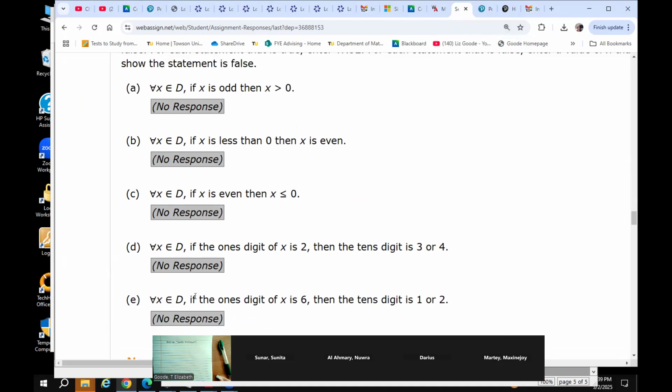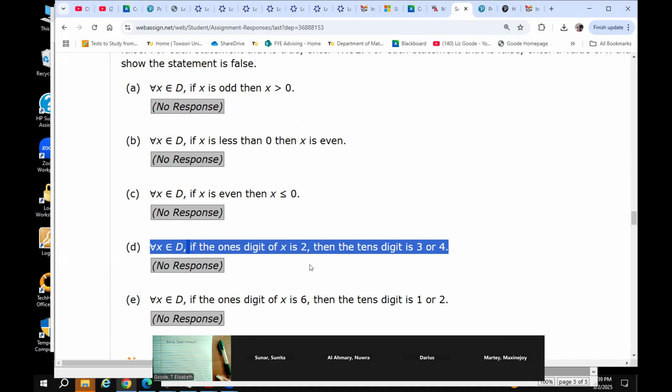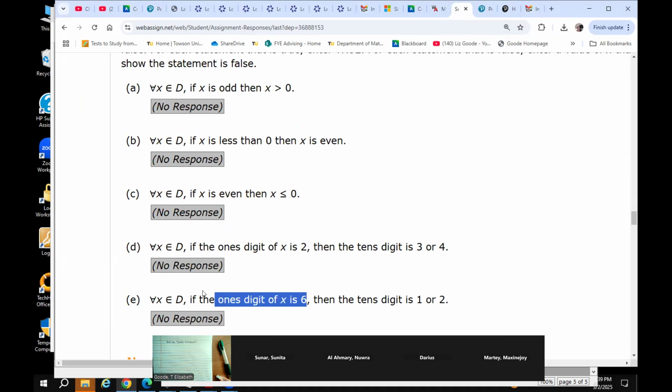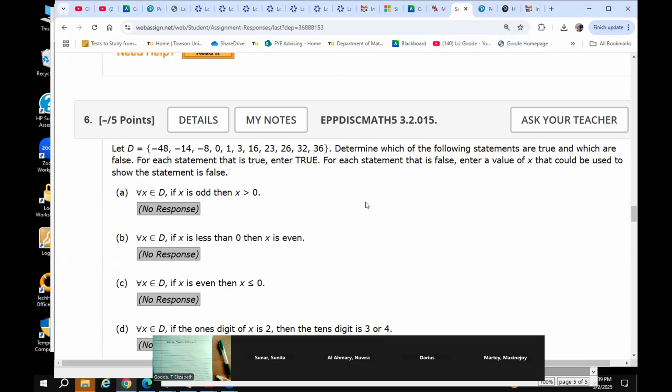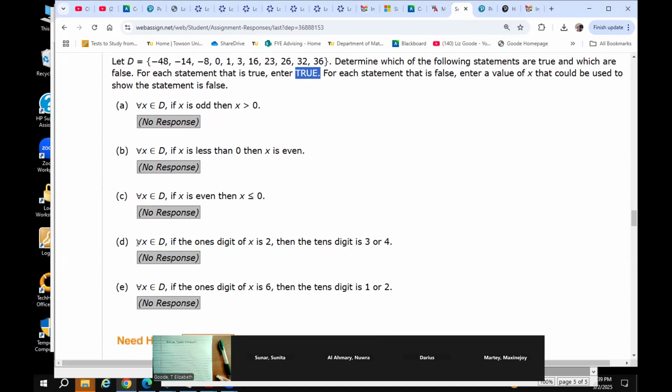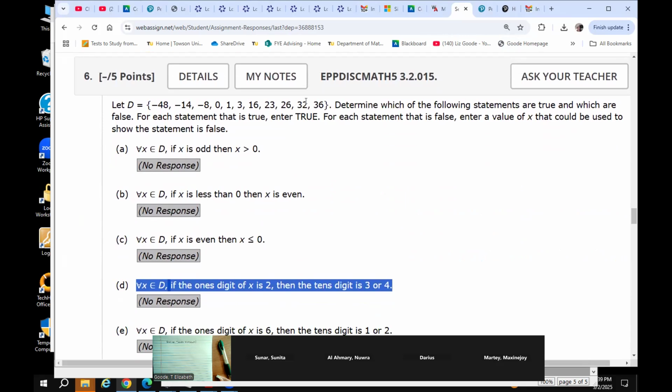But here it said if the ones digit is 6, not 2. Wait a minute, what you said on part D or part E? E, it was confusion, but I put 36 there. But the D, I put 32, it is incorrect. Oh, but you're not supposed to. Let's read the directions. It says determine which of the following statements are true and which are false. If the statement is true, you're just supposed to enter true. If the statement is false, enter a value of X that could be used to show that it's false. But you told me that D was true, and it is true, because the only number that has a ones digit of 2 is 32, and its tens digit is 3 or 4, because its tens digit is 3. So you should have written true for D, not 32.